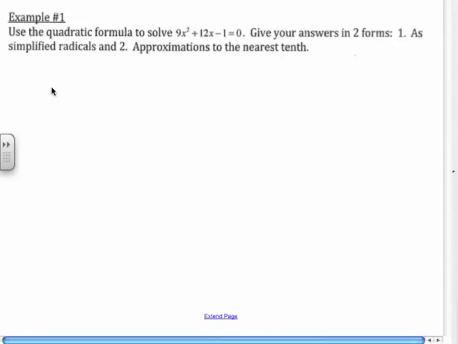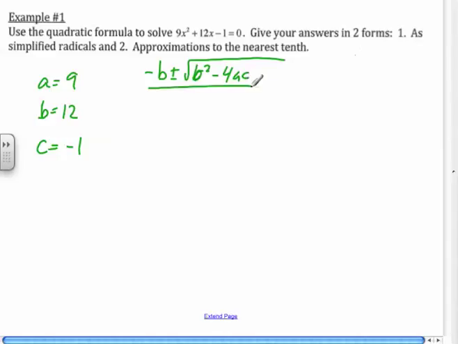So a is equal, let me see if I can get a pen that's working. A is equal to 9, B is equal to 12, C is equal to negative 1. All right, and I know I'm going to do negative b plus or minus the square root of b squared minus 4ac. Man, you just remember that, Mr. C. That's because I've been writing it for 35 years.